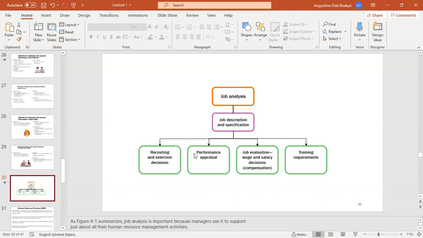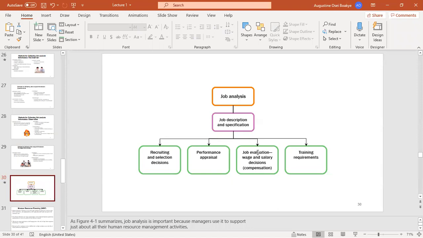When it comes to performance appraisal, the job analysis has already provided information on the key performance index. In other words, the various standards that have been set for each job and why those standards must not be compromised. So it becomes an important avenue for employees' performance to be appraised or evaluated.